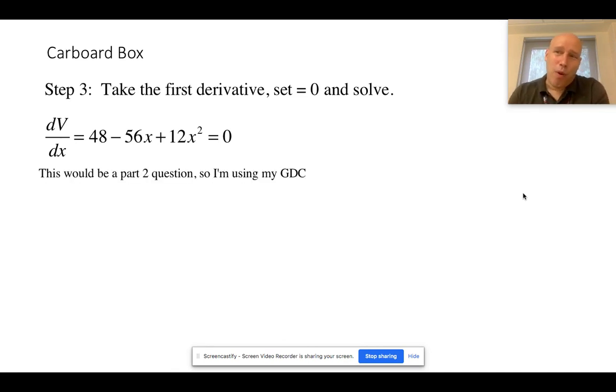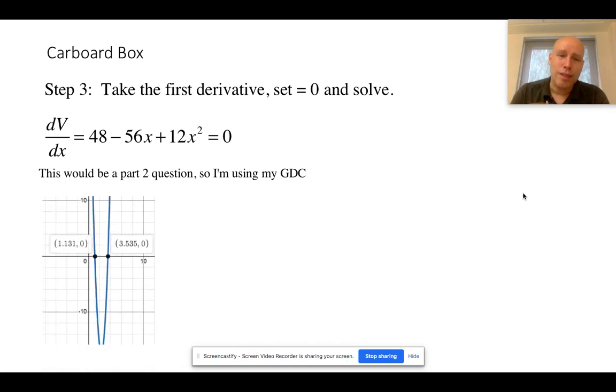Now, I'm telling you it's a part 2. I looked it up. I thought I could factor it. You can't. Therefore, it would be a part 2 question. And you'd know that, I would tell you. So I'm using my GDC. I'm using Desmos, because it's easier to take pictures. So you can see I plotted the parabola, and the zeros were at 1.131 and 3.535.